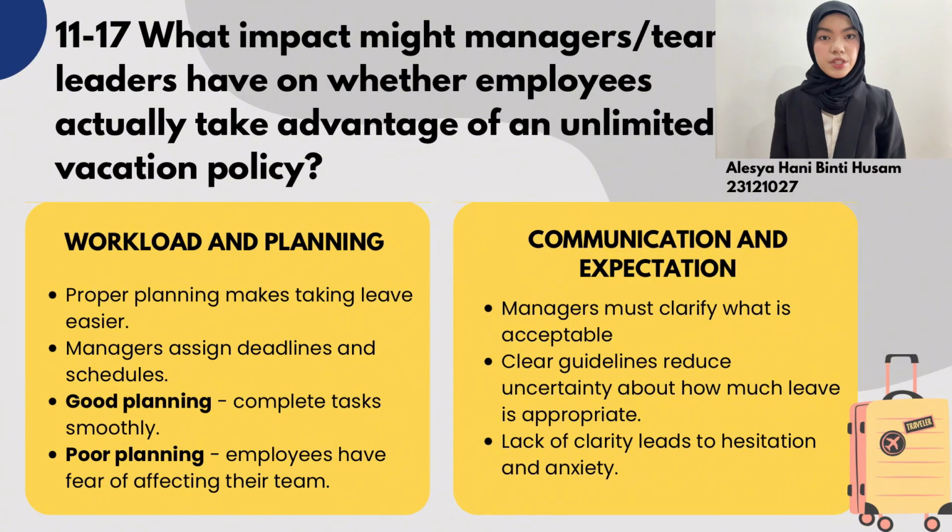Finally, clear communication and expectations from managers reduce uncertainty. Unlimited vacation can be confusing because there are no fixed rules. Employees may worry about taking too much time off. That is why managers need to clearly explain expectations and clarify what is acceptable. For example, how to request leave, what reasonable usage looks like, and how performance will be assessed. Lack of clarity leads to hesitation and anxiety. For example, in the Kronos case, HR had to provide training and coaching so managers could better explain the policy. Clear communication helps employees to feel more secure and confident.